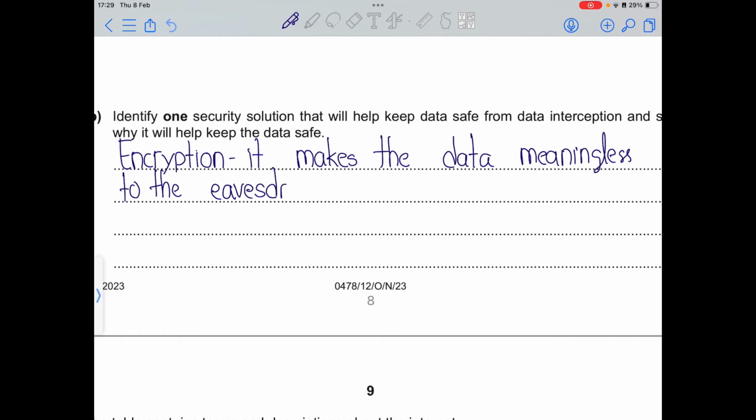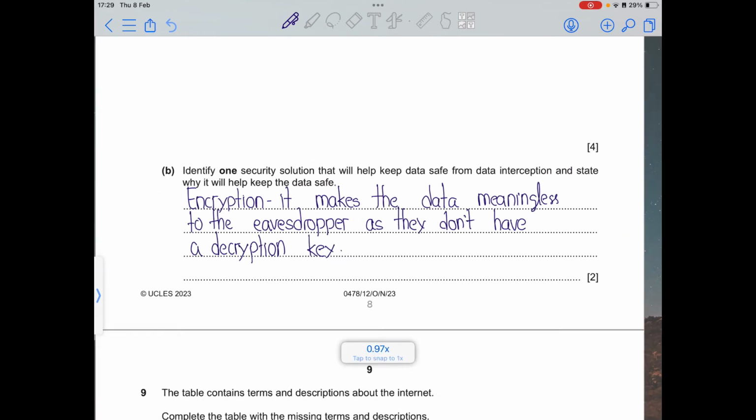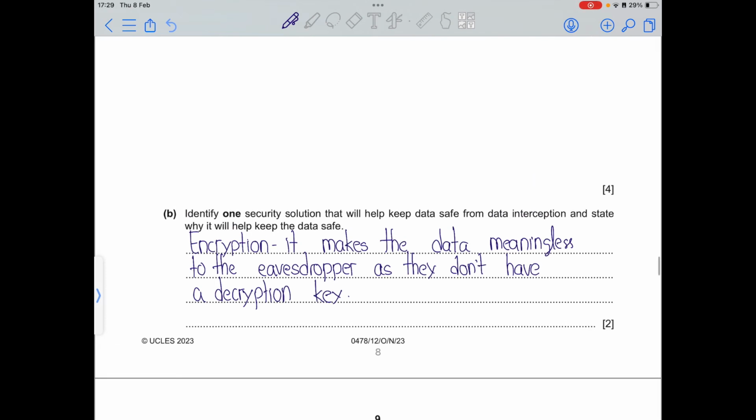Eavesdropper, as they do not have the decryption key. Alright, now let's move on to the next question. This is the only possible solution, so do not try to attempt other solutions, because they are very limited when it comes to data interception.